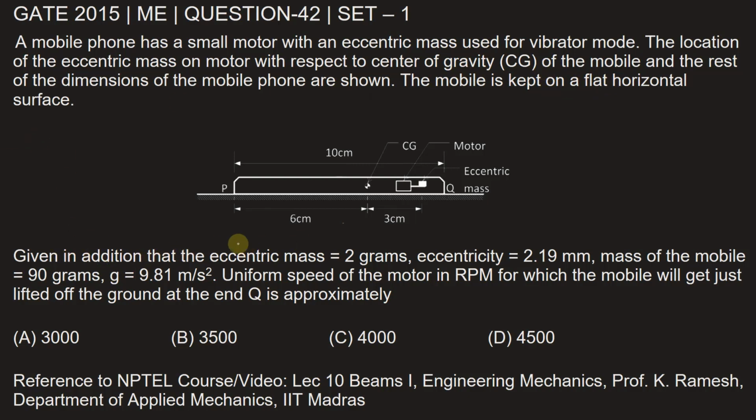Given in addition that the eccentric mass is 2 grams, eccentricity is equal to 2.19 millimeters, mass of the mobile is 90 grams, and gravitational acceleration is 9.81 meter per second square. The uniform speed of the motor in RPM for which the mobile will get just lifted off the ground at the end Q is approximately. Let's look at this system.